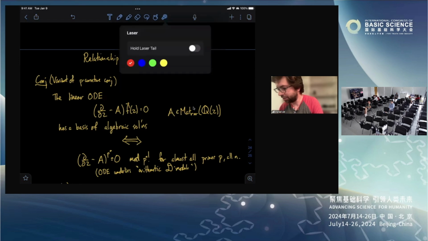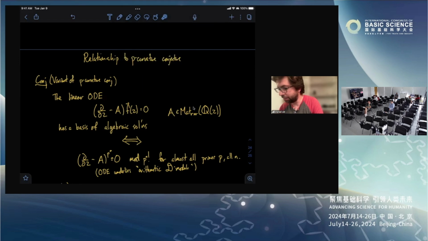Also, the p-curvature conjecture says that's true if d/dz minus A to the p, so here I'm covering something up, is 0 mod p for almost all primes p. And you can ask for a stronger thing, which is also true if the solutions are algebraic. You can ask that (d/dz minus A) to the p to the n is 0 mod p to the n factorial for almost all primes p and all integers n. And this is saying that this ODE underlies an arithmetic D-module, if you know what that means.